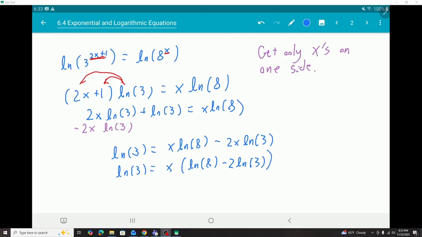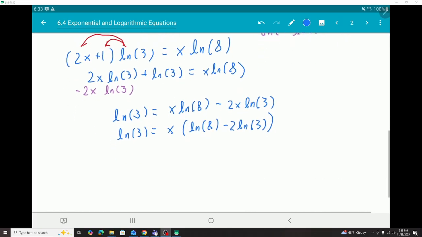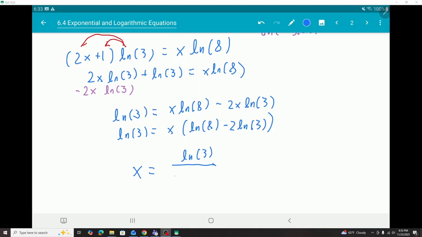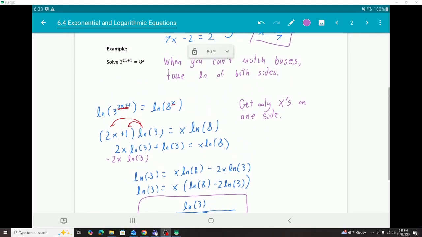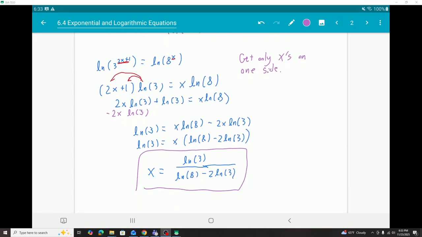But now natural log of 8 minus 2 natural log of 3, I don't know what that is, but it's a number, so I can divide by it. So I'm flipping sides a little bit here, but I can say x equals the natural log of 3 divided by the natural log of 8 minus 2 times the natural log of 3. And whatever on earth that number is, I could plug it into a calculator if I needed to, but that's our answer to this question. This would be an exact answer. If this problem said round to 2 decimal places, you would put this in a calculator, and that would be your answer in that specific case.